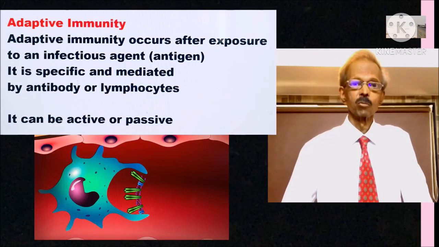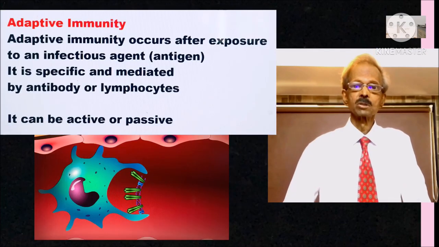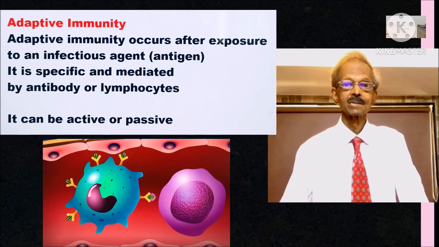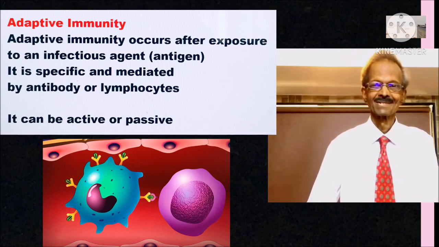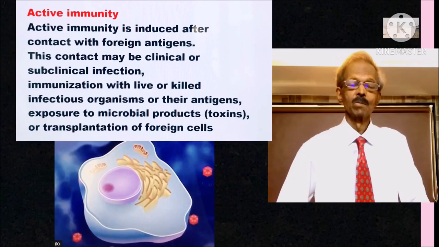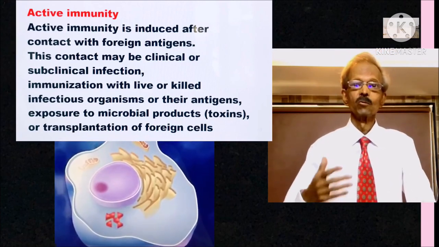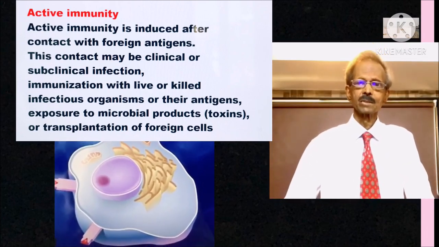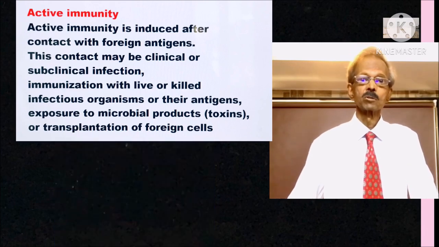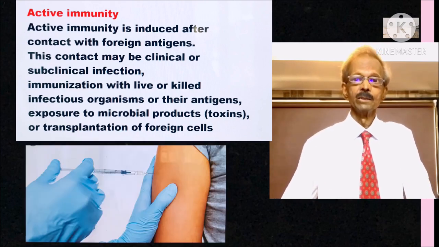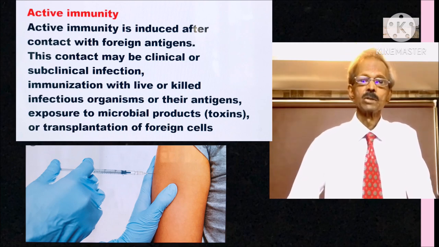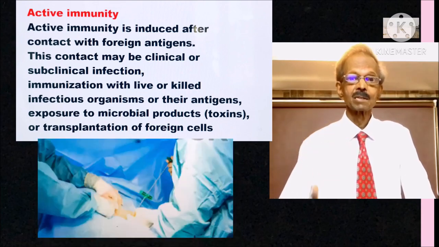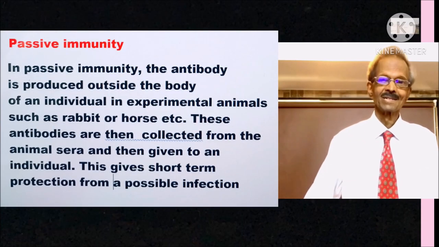Adaptive immunity occurs after exposure to an infectious agent, that means antigen, and it is specific and mediated by antibody or lymphocytes, and it can be active or passive. Active immunity is induced after contact with foreign antigens, and this contact may be clinical or subclinical infection. It includes immunization with live or killed infectious organisms or their antigens, exposure to microbial products or toxins, or transplantation of foreign cells.